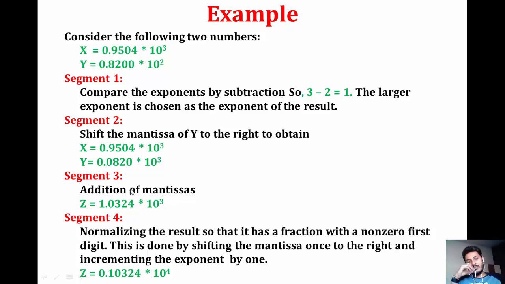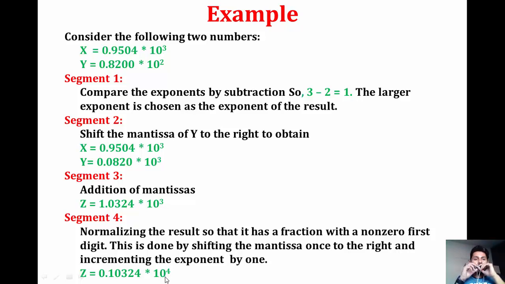Okay, so in segment 3 we'll achieve this, and in segment 4 we need to perform normalization. That means in a fraction number, if a non-zero is there, we need to make it 0. So we normalize the result so that it has a fraction with a non-zero first digit. This is done by shifting; again the result is 1003. If you want to make it 0, then 0.10, so we need to perform a shift. We'll perform one more shift, that is 0.10324, and we increase the exponent value by 1, to 10 raised to 4. So this is the case.